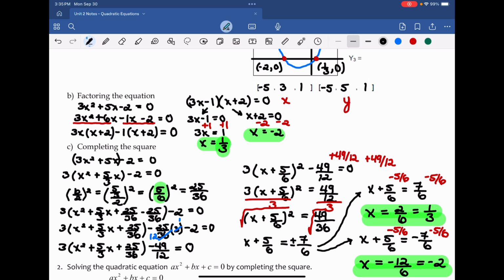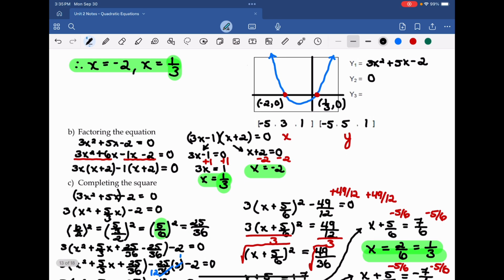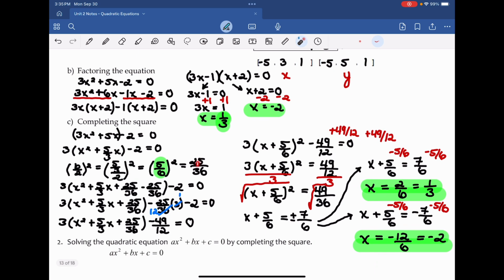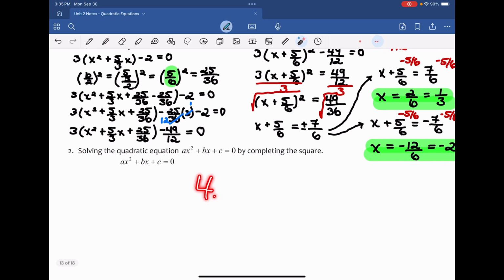All right, now here's where we go into the new material. That was all review. 4.1, if we want to label these. Graphing, this was all 4.1. Factoring, 4.2. This one below, 4.3. Now what we want to do is go into the 4.4 material, which is our last algebraic method.